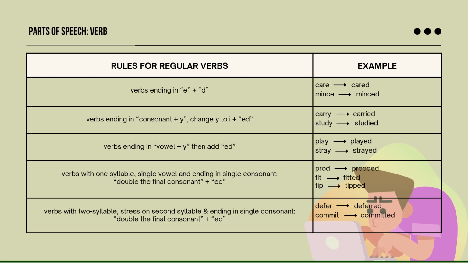Next, verbs with two syllables, stress on the second syllable, and ending in a single consonant. The rule would be double the final consonant plus ed. So it's still the same with the first rule. With the previous rule, we have defer to deferred and commit to committed. Dinoble pa rin yung last letter and then we add ed.